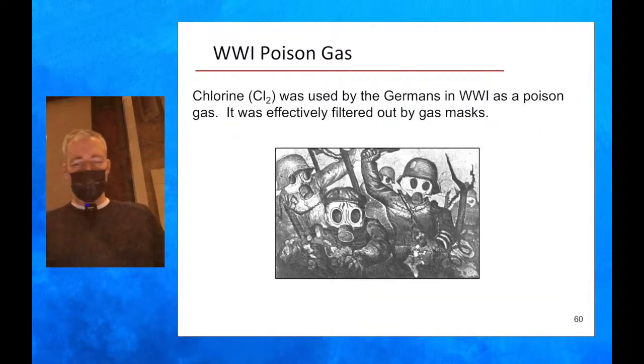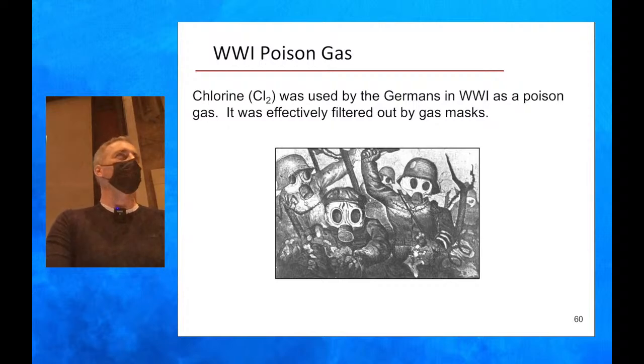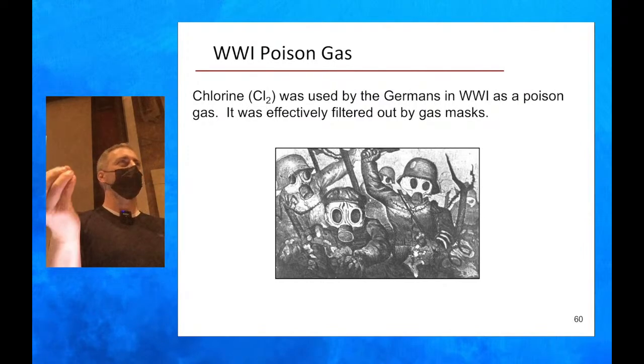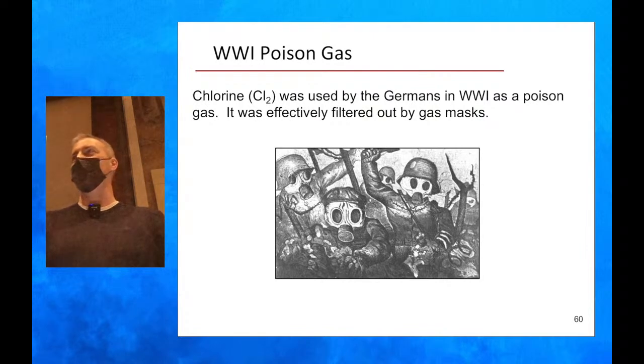Chlorine was used in World War I as a poison gas by the Germans. You could take a canister of this and throw it into a trench. It's a pretty heavy gas. It'll fill up the trench, and people who are there who breathe it in would very quickly pass away. It was very effectively, though, filtered out by gas masks. Guess what's in gas masks? Charcoal. They have big filters on the front full of charcoal, so if you breathe it in, the charcoal traps chlorine, because chlorine is a nonpolar gas. So charcoal has all kinds of uses.